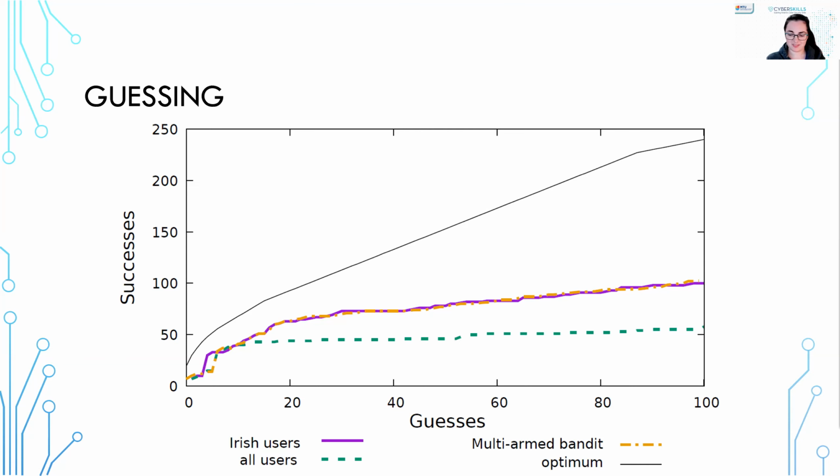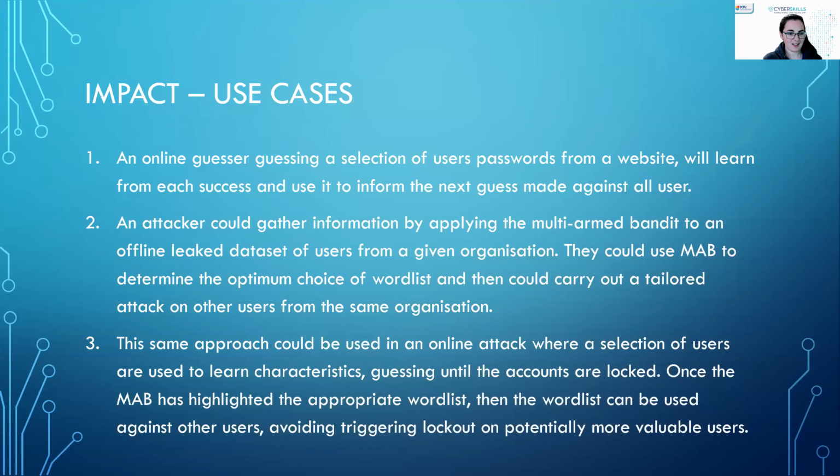Okay, so some impacts of this research. The first thing is use cases for how this is maybe worryingly applicable to attackers. In an online setting, a guesser could guess a selection of users' passwords from a website, learn from each success, and use it to inform the next guess made. So that's the first use case, it can be used in an online environment because we can get information in less than 10 guesses.